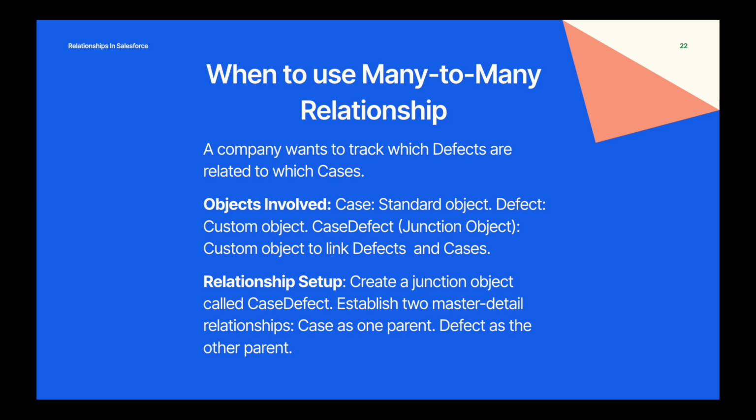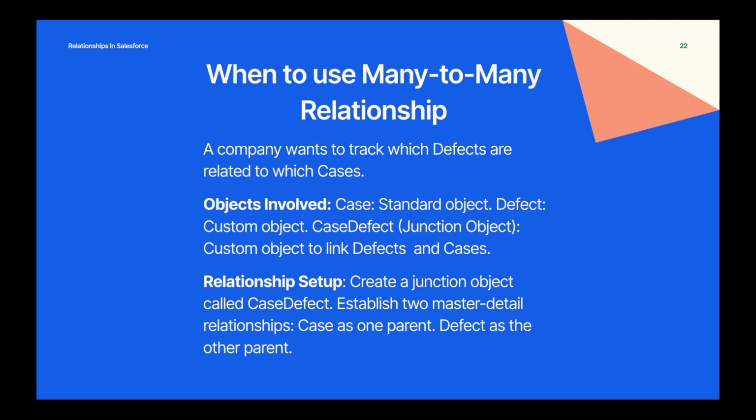Now we are talking about a use case scenario for when to use a many-to-many relationship. Suppose you have a company that wants to track which defects are related to which cases. There are some defects available in your company, and there are some cases opened as well. How do you want to track them, if you are not able to do so? How can you do that?